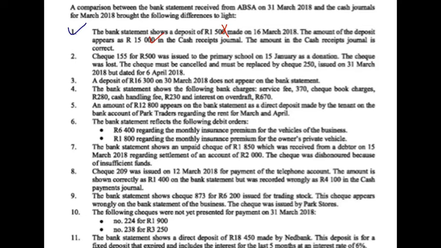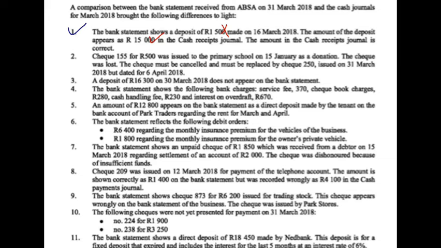Number 2, check 155 for 500 was issued to the primary school on the 15th of January as a donation. The check was lost. So the check must be cancelled and must be replaced by check 250, issued on the 31st of March 2018, but dated only for the 6th of April. Okay, so firstly, the first check needs to be cancelled. So in other words, it's in our books and it needs to be cancelled in our books.